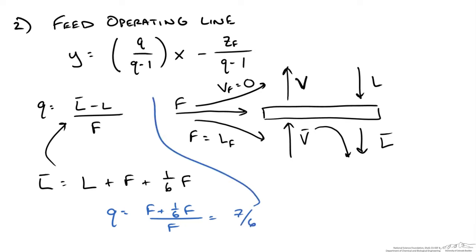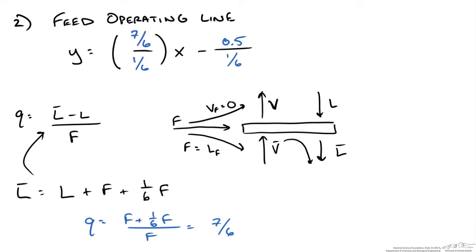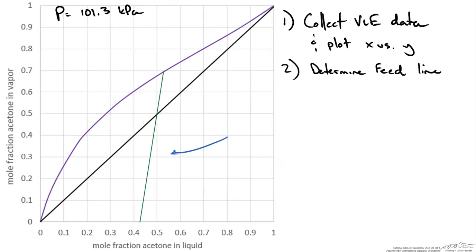We plug that in here. We know that our feed composition is equimolar, so we have a 0.5 mole fraction for ZF. And now we could write our operating line equation for the feed. So our feed operating line ends up having the equation y equals 7x minus 3. And so we could plot this on our XY diagram. So I've plotted my feed operating line.